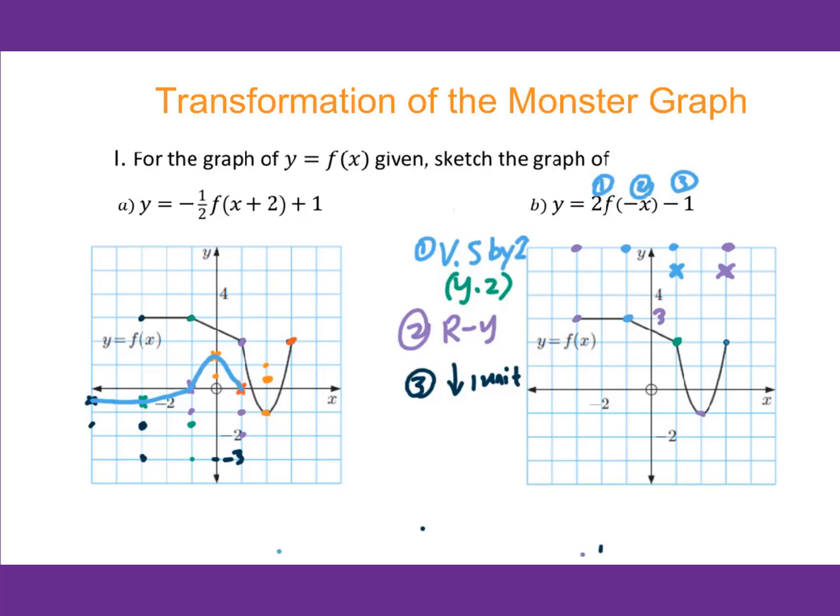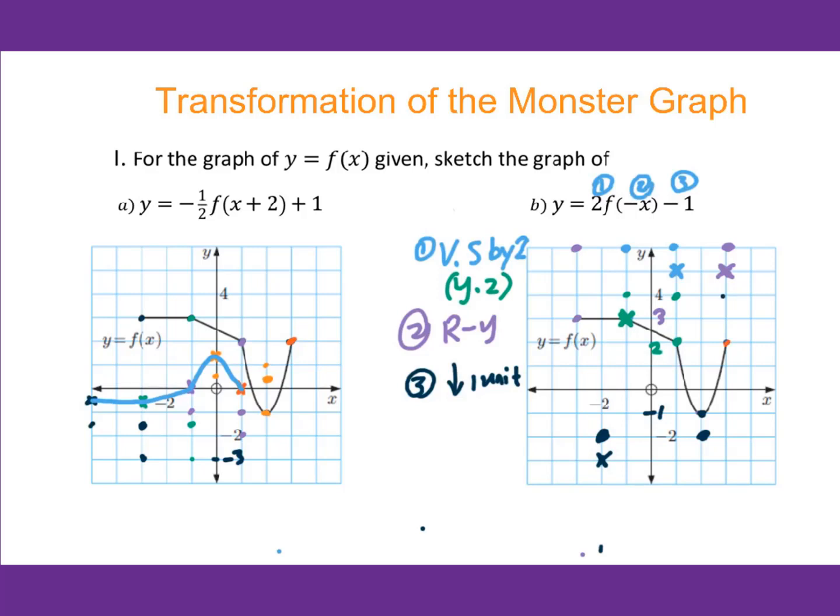For these points, vertically stretch by factor of 2, so your y coordinate, this is 2, multiplied by 2 is 4, go here. Then reflect across y, go here. Go down 1 unit. This is the point we got. And these points, vertically stretched by factor of 2, you got the negative y multiplied by 2, we go to negative 2. And reflect across y-axis, we go here. Then go down 1 unit. That's the final one here.